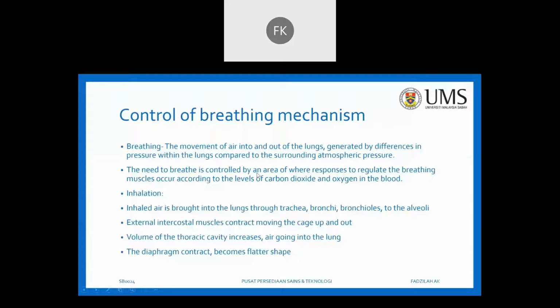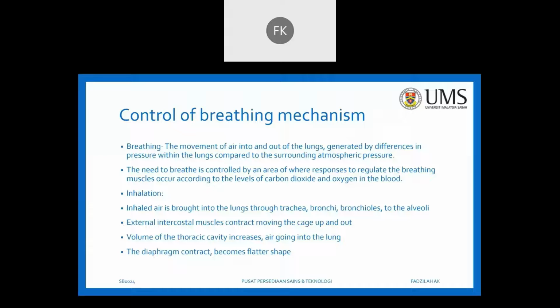Control of breathing mechanism. Breathing is the movement of air into and out of the lungs, generated by differences in pressure within the lungs compared to the surrounding atmospheric pressure. The need to breathe is controlled by an area where responses to regulate the breathing muscles occur according to the levels of carbon dioxide and oxygen in the blood.